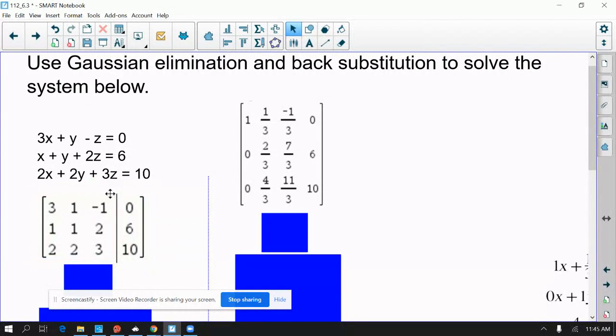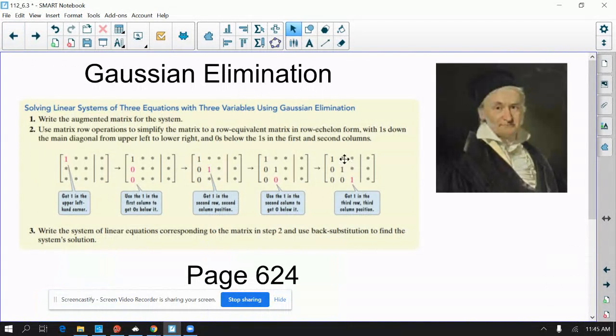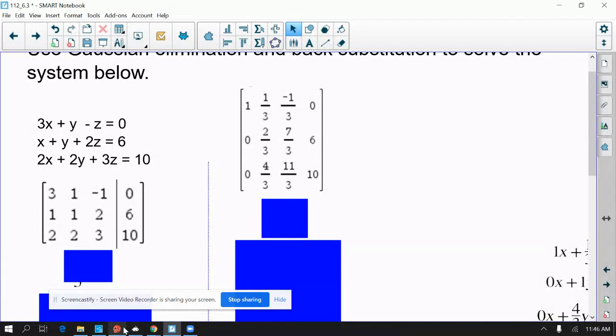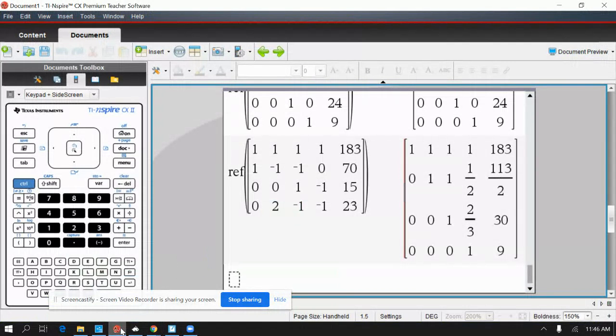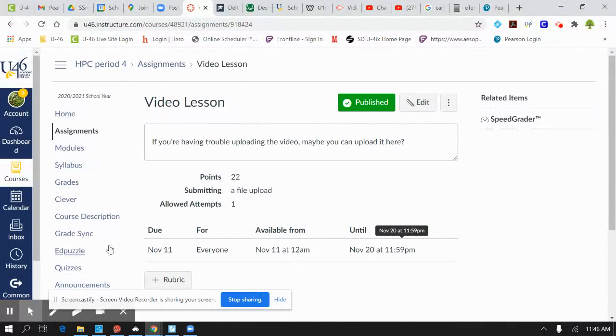First of all, we convert this to an augmented matrix. So 3 x's, 1 y, negative 1 z, and then 0. That's my first row. And now I use the Gaussian method. And remember, the ultimate goal is to get this: 1's down the diagonal with 0's underneath. First of all, let's go to our calculator. And let's see here. Let me pause for just a second.